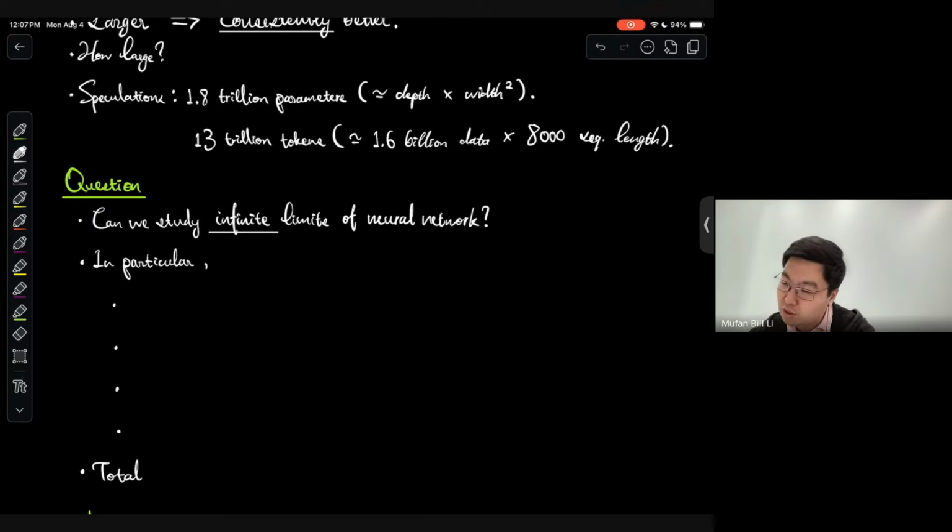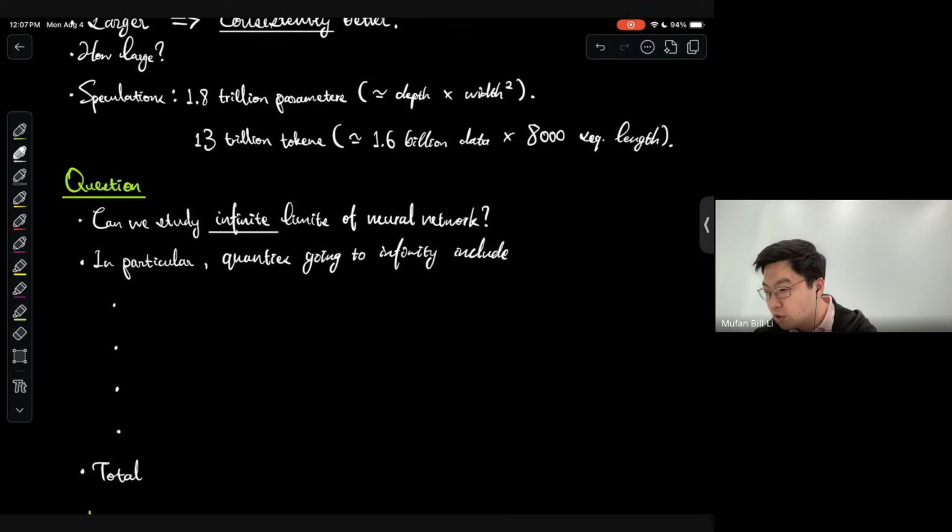In particular, the quantities going to infinity include, though not necessarily all of them can be studied at this point, the first and most commonly studied quantity: the width of the network. In MLPs, for example, in a very straightforward neural network, everybody understands the width as the number of hidden neurons per layer. But in some other settings, the width can also include, for example, in convolutional neural networks, the number of channels.